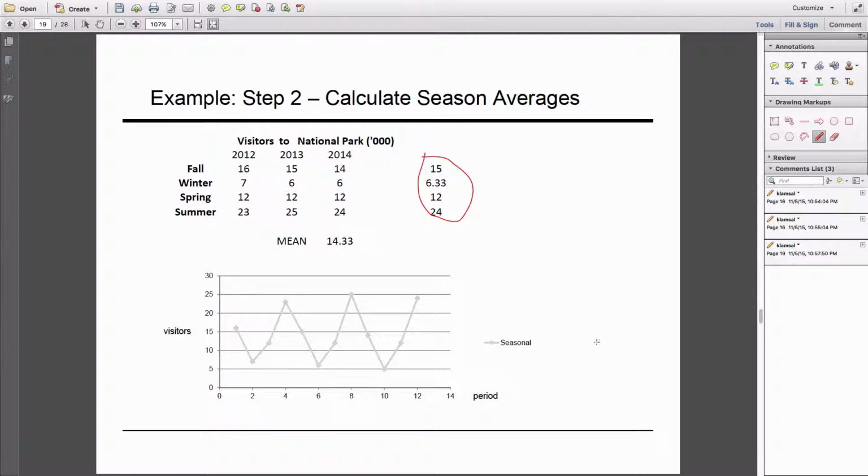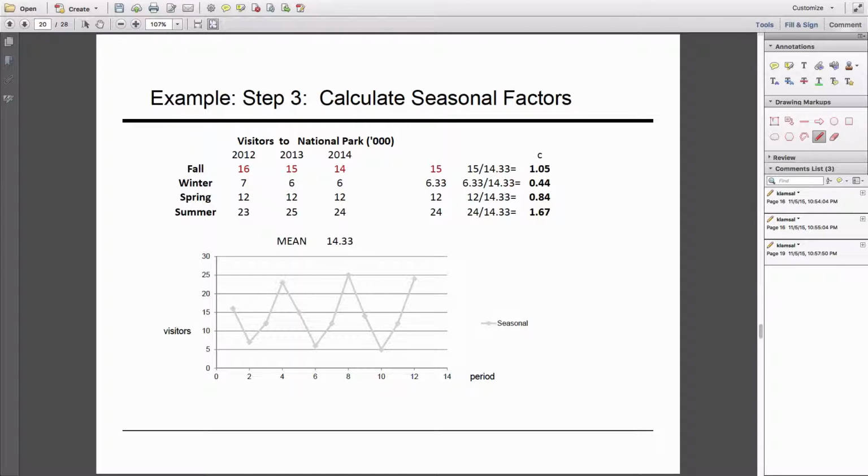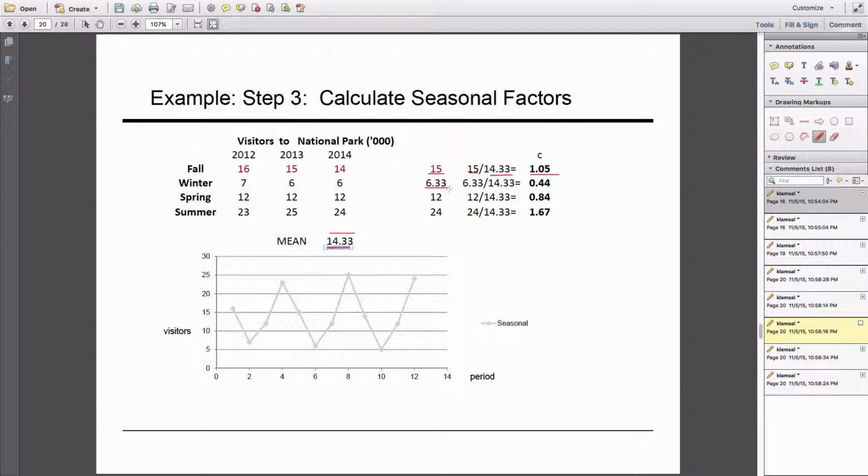Now, the third step is to calculate the seasonal factors. This is a crucial step. What do I mean by that? Okay, so the fall season factor is achieved by dividing the fall season average by the whole sample mean. So my fall season average was 15. My sample mean was 14.33. So I divide 15 by 14.33. I get 1.05. For winter, my average was 6.33. My sample average is 14.33. 6.33 divided by 14.33 is 0.44.